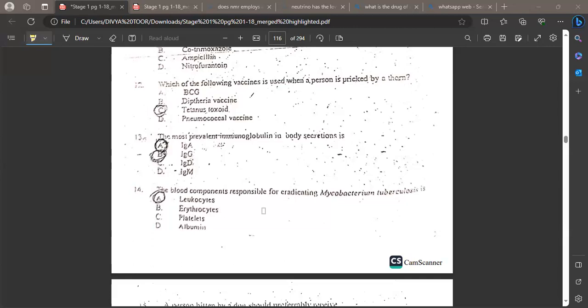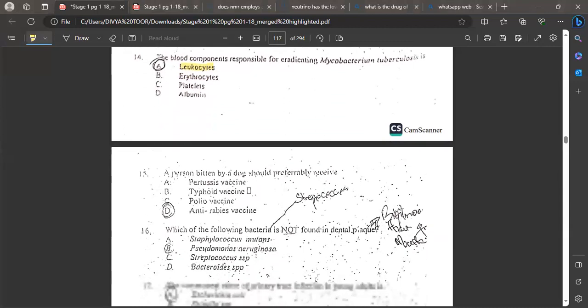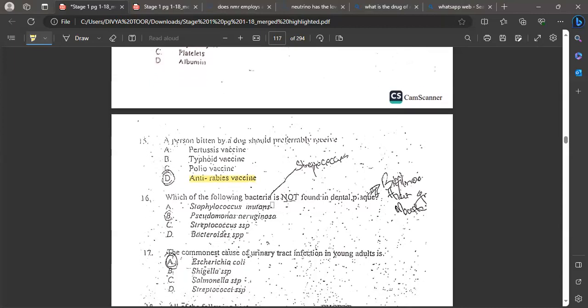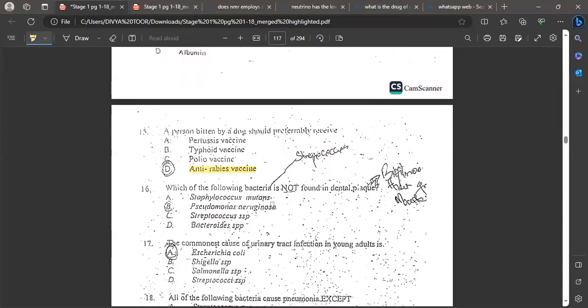Activated leukocytes, because white blood cells. So leukocytes basically. Okay. A person bitten by a dog preferably should receive, yeah. It's like this guy knew all his answers. And then which of the following bacteria is not found in dental plaque?